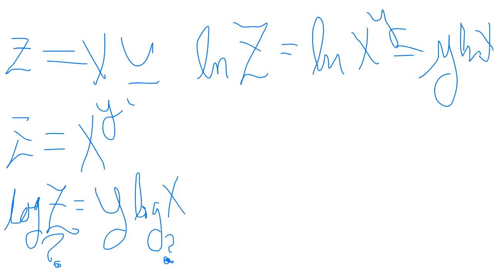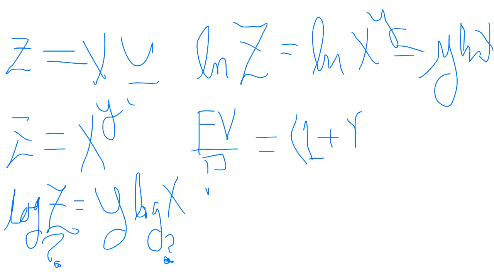Okay, now I know it doesn't look very nice because it's very hard to write on the whiteboard using the mouse, but now you get the idea. We have FV over P on the left-hand side, and then we have 1 plus R raised to N on the right-hand side. And to solve for N, we log linearize, or take the natural log on both sides.